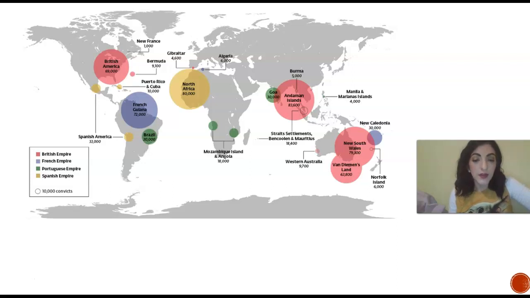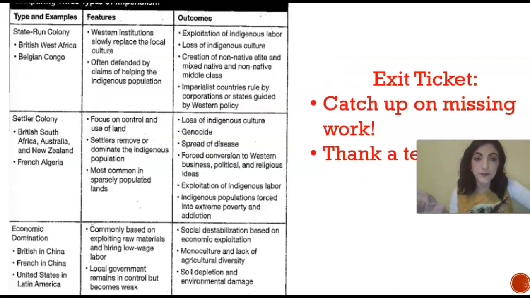So, this is just a picture of the penal colonies at the time. The British were not the only ones that did this. They were not the only ones that had these countries or places where they sent convicts. The British did it, the French did it, the Portuguese did it, and the Spaniards did it as well. But the British obviously have way more than any other territory.